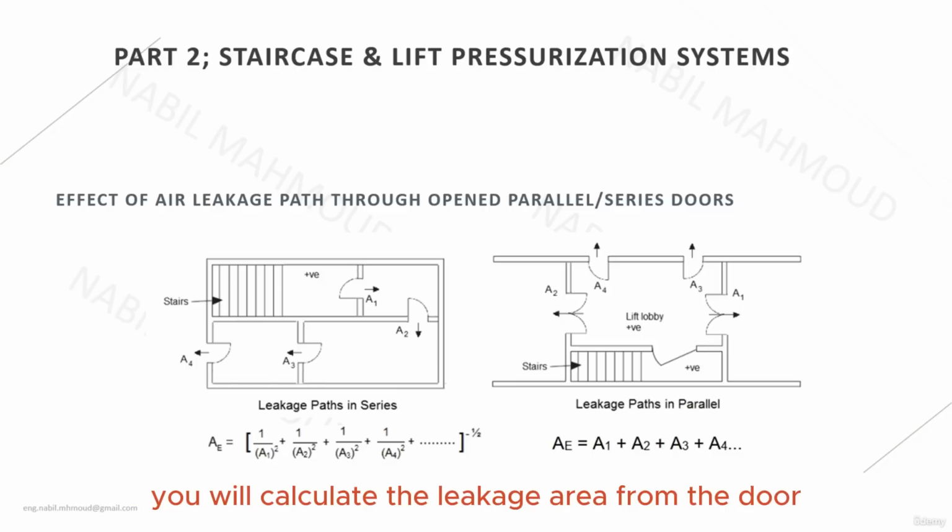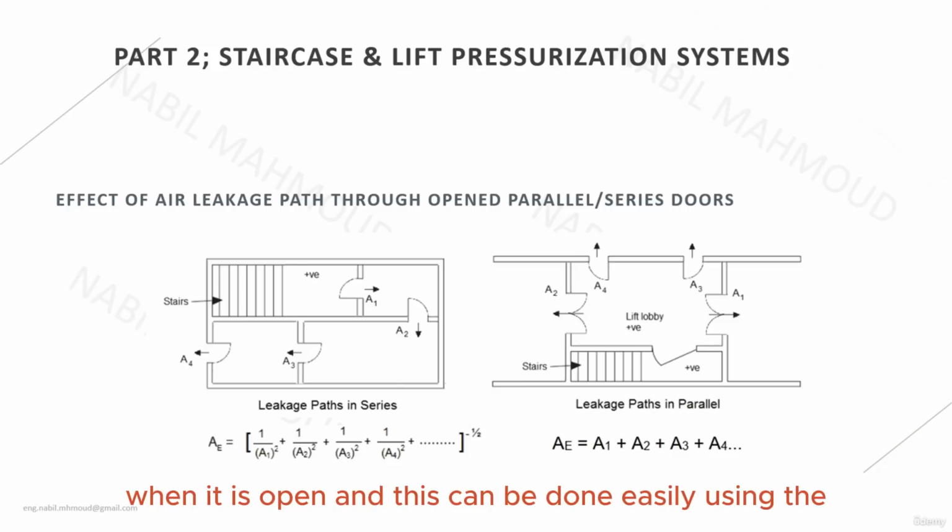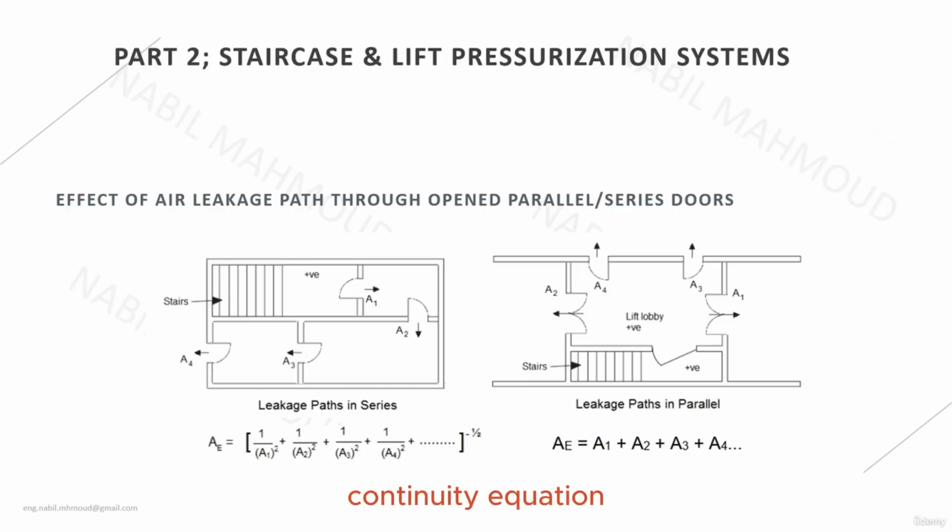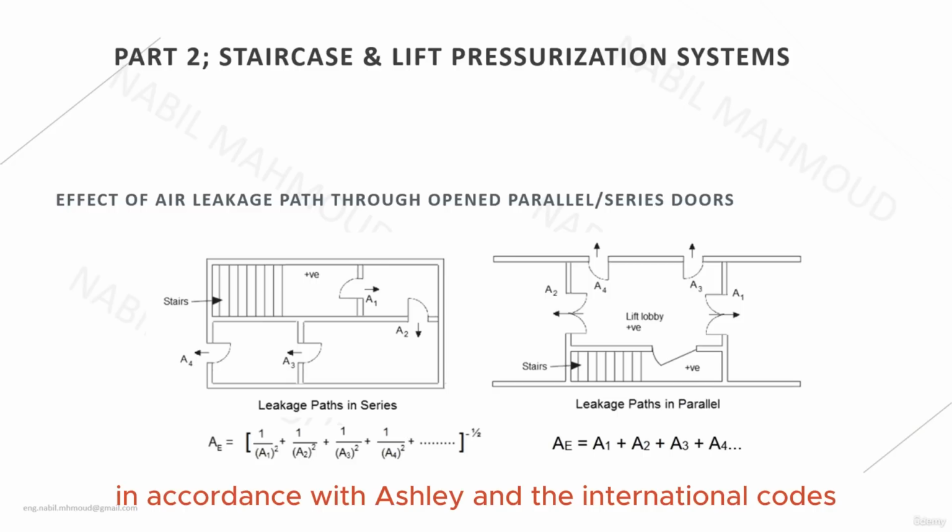After this, you will calculate the leakage area from the door when it is open. And this can be done easily using the continuity equation. The continuity equation says that Q, which is the flow rate, equals A, which is the area, multiplied by V, the velocity. The A of the door is 2.2 multiplied by 0.9, the height and the width of the door. And V, the velocity, is usually considered as 1 meter per second in accordance with ASHRAE and the international codes.